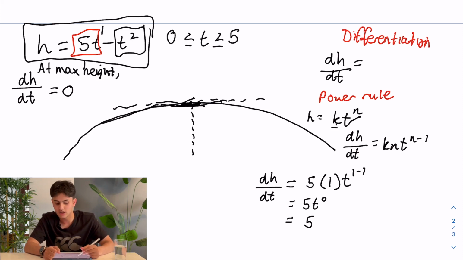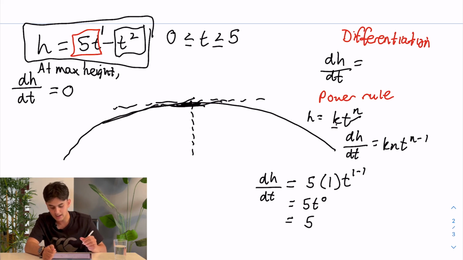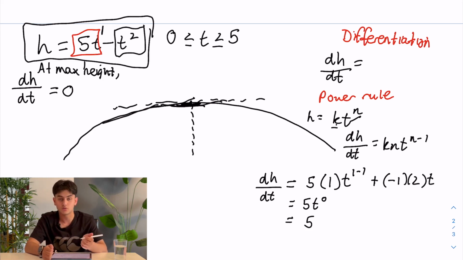Let's have a look at the next term, minus t squared. Same thing. We're just going to find out what our constants are and then plug it into our power rule to find out our differentiated term. So by inspection again, we can see that k is minus 1 because we've got the minus t squared, and n is 2. So using our power rule, we've got k, which is minus 1, n is 2, t to the power of n minus 1, which is 2 minus 1.